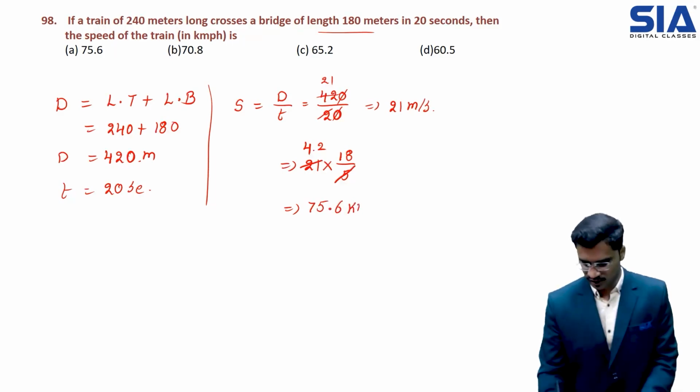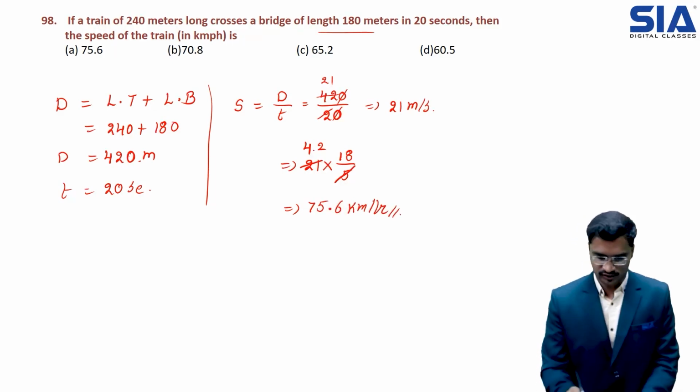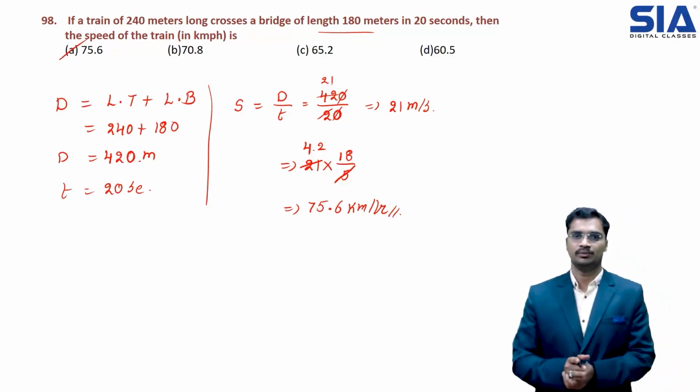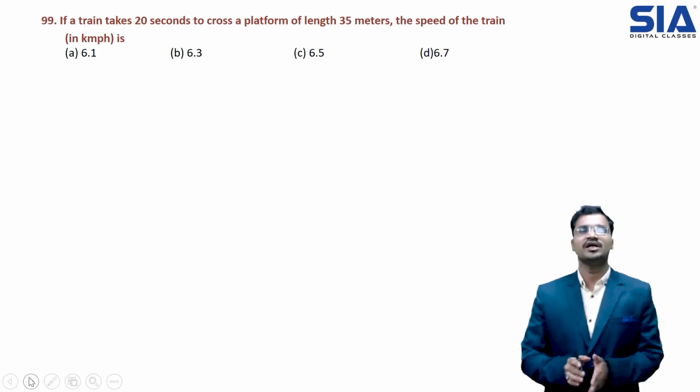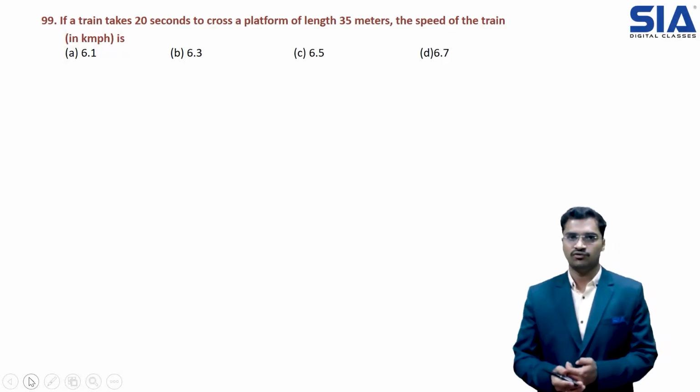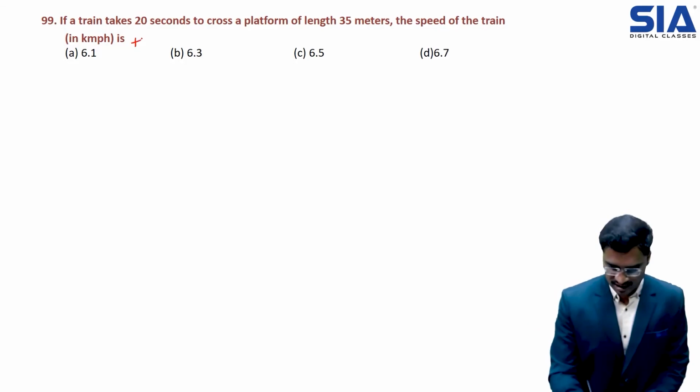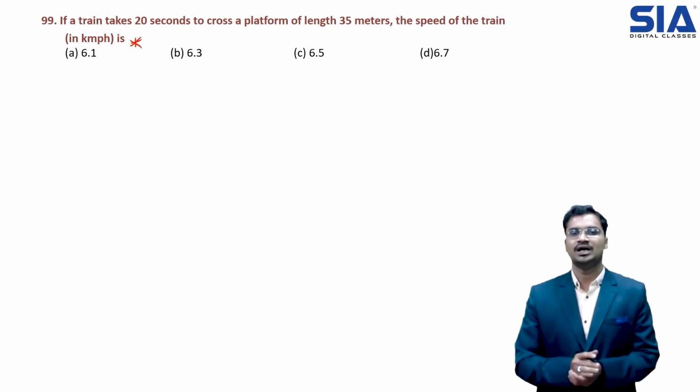75.6 kilometers per hour. So our answer is 75.6 kilometers per hour. Okay. Now coming to the next question: if a train takes 20 seconds to cross a platform of length 35 meters, then find the speed of the train. Mark this question, this question has been asked wrong.